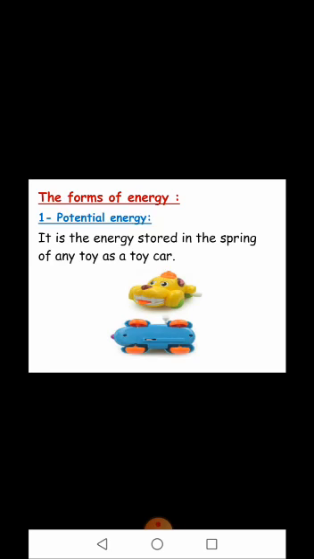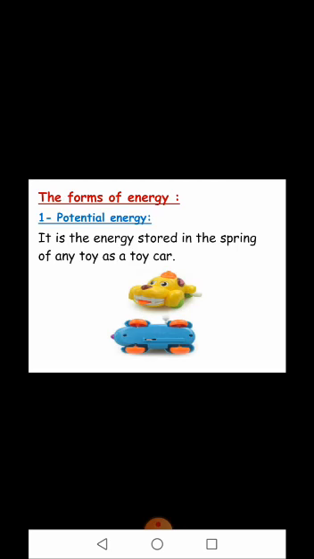Number 2, the forms of energy. There are 7 forms of energy. There are pieces of devices in your home which supply us with different forms of energy. This means that these pieces of devices have the ability to do work. Let's start with number 1, the potential energy.